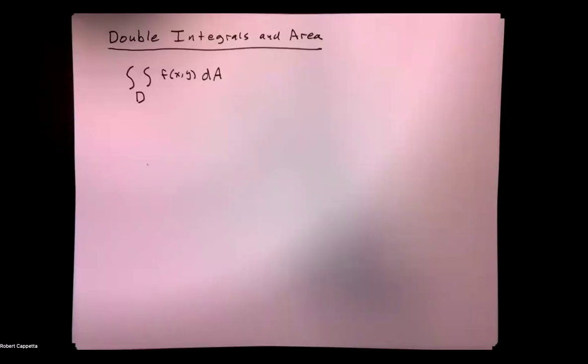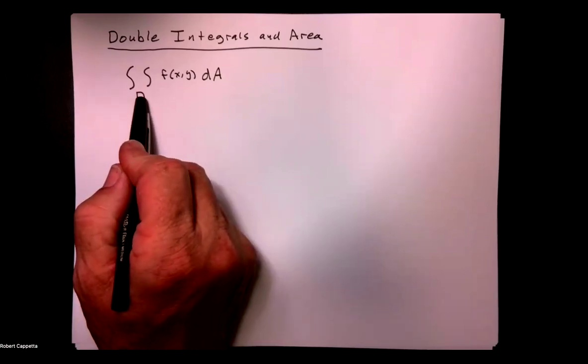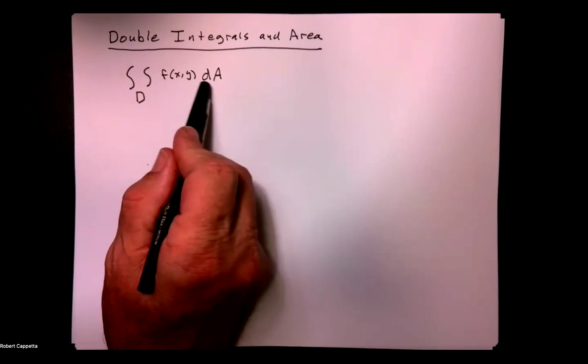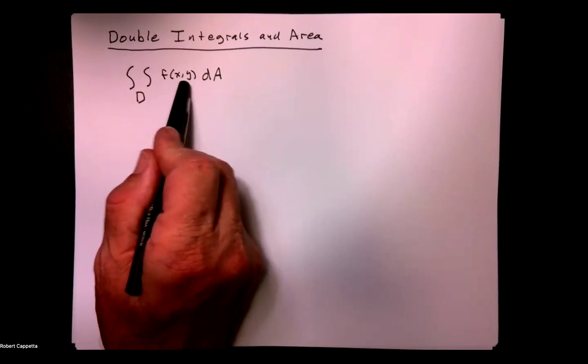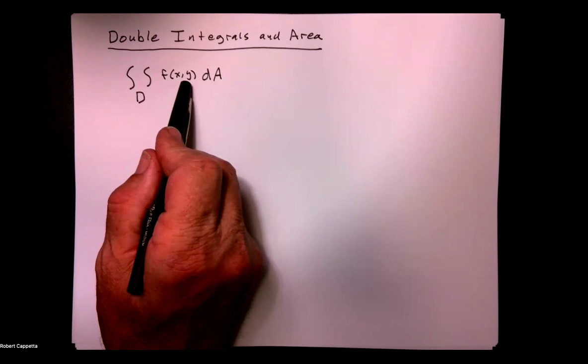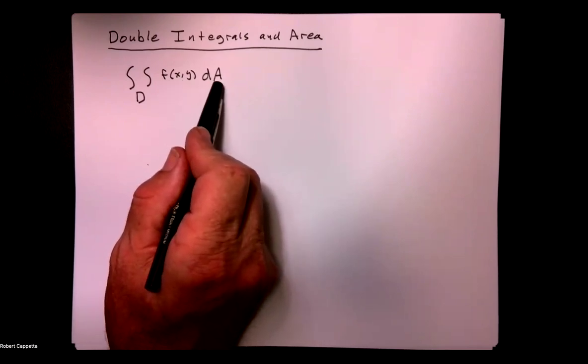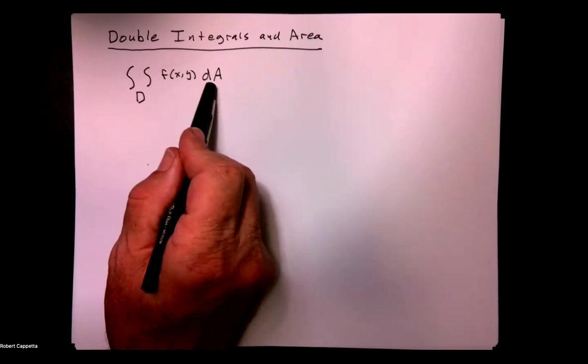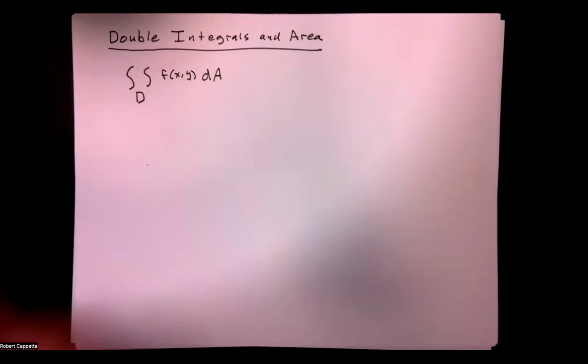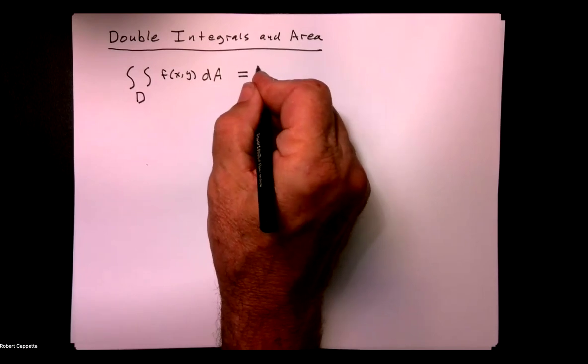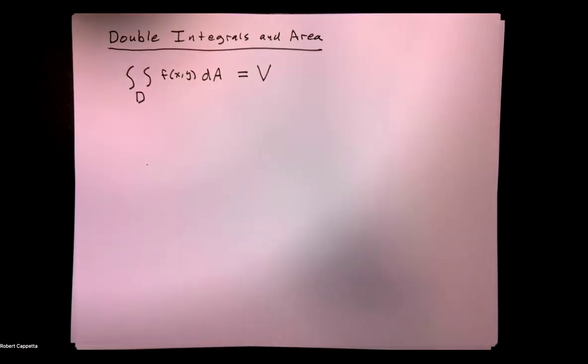This discussion is on double integrals and area. If we see the double integral over some region D of f of x y dA, f of x y corresponds to the height of something, and dA is the change in area. So height times area, summing all those up, is going to give us a volume. Typically speaking, a double integral represents a volume.